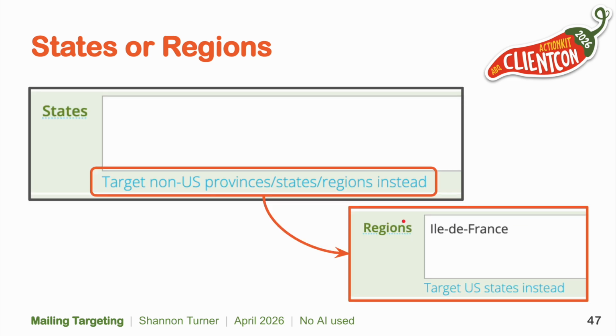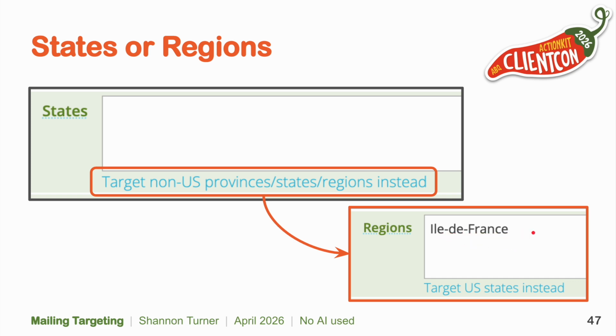If you want to target non-US regions instead of states, you can click this little link right here, and then that's going to convert states into regions. Then you can put your region in. So Ile-de-France is the region where Paris is located. So let's go ahead and put that.